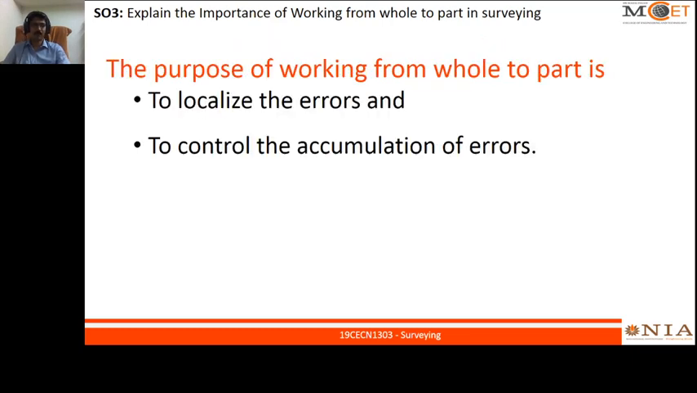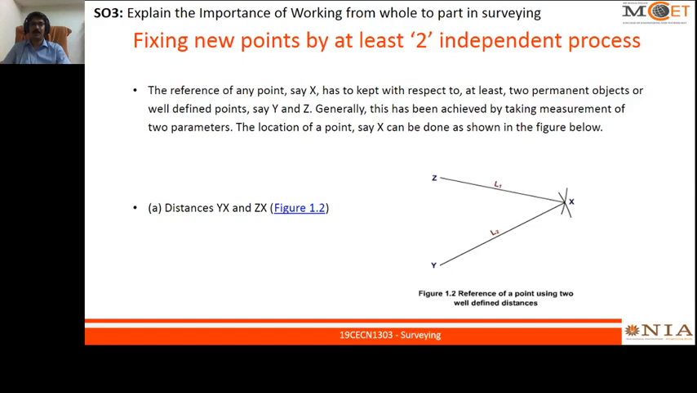So the purpose of working from whole to part is to localize the error, again I am repeating, and to control the accumulation of error. Apart from that, how I can fix the distance, how I can fix the point, there are many mathematical logics. If you know two standard points and we need to fix the third point, and you know the distance between that point and the two objects, then it is like making an arc from the two points.